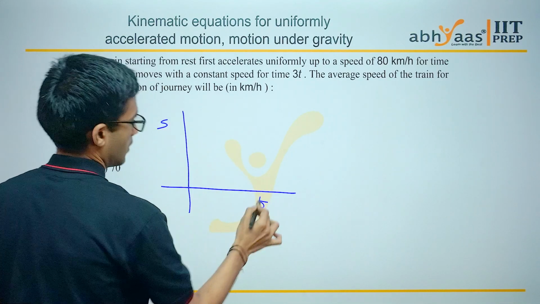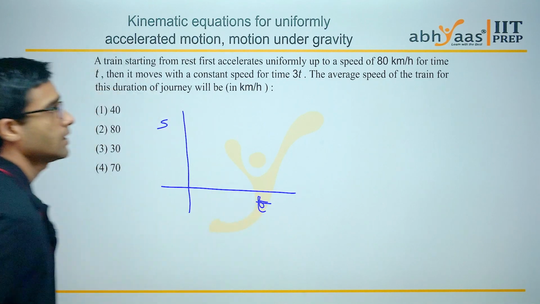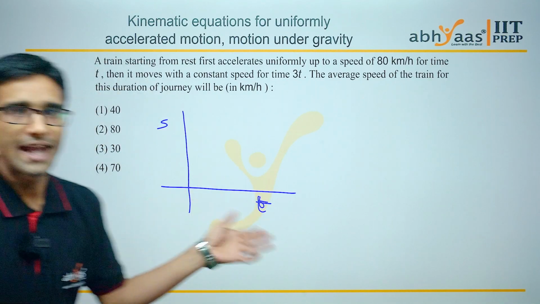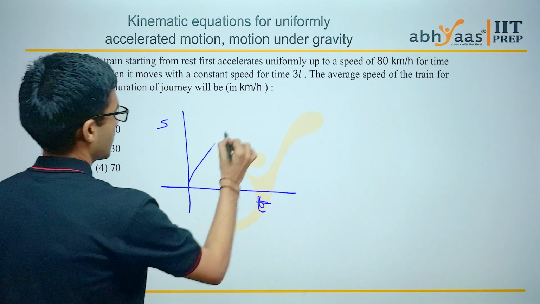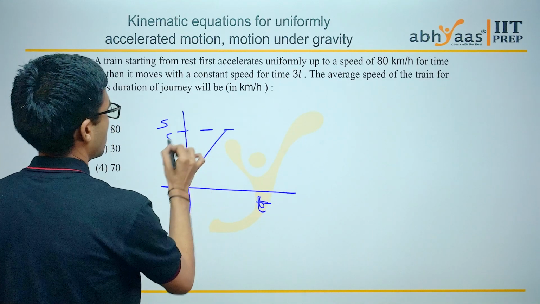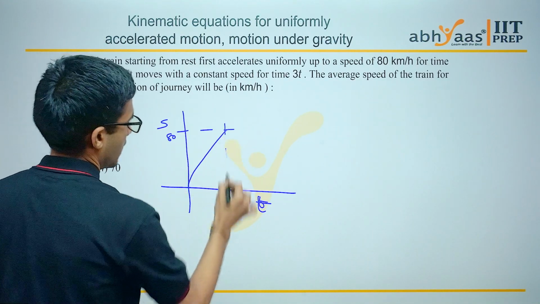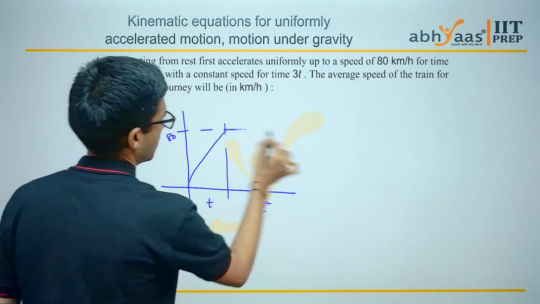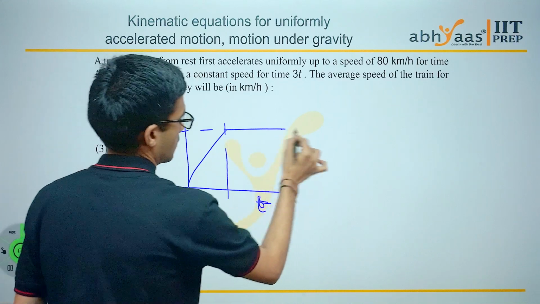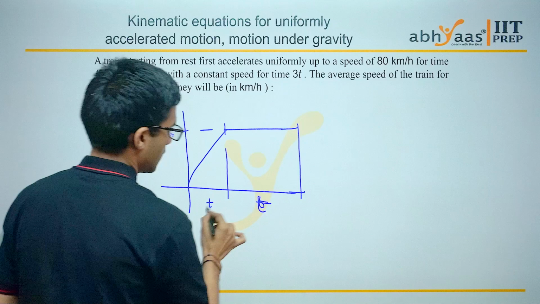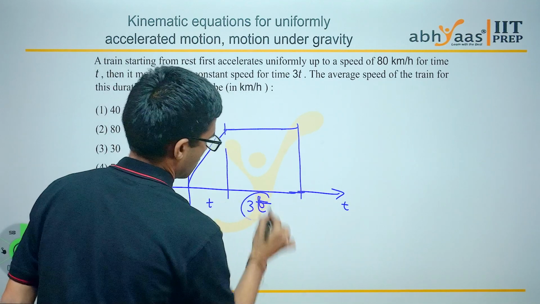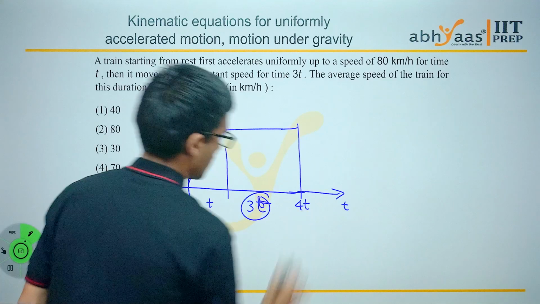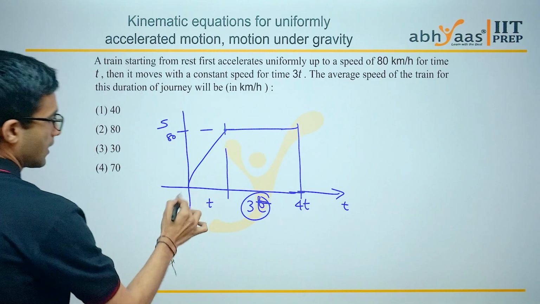time. So here, in the speed-time graph, if you calculate the area, you will get the distance. Okay, here I am writing like this. This is 80, this is for the time t. After that, it is maintaining its speed for how much time? 3t. T plus 3t, so the total is 4t.